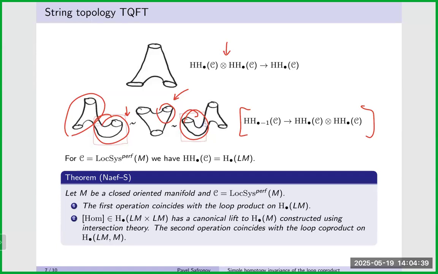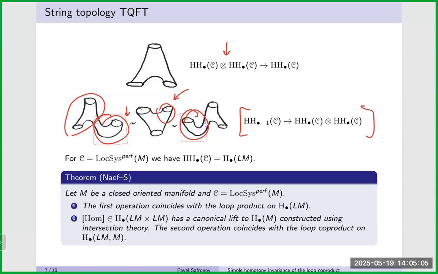Okay. So this is something you can do for any smooth DG category with Euler structure. You get these operations. So the natural question is what these operations are in some example. So for instance, in string topology, whether these are really the loop product and coproduct. The claim is that indeed this is true. So let me state this precisely, what I mean by that.